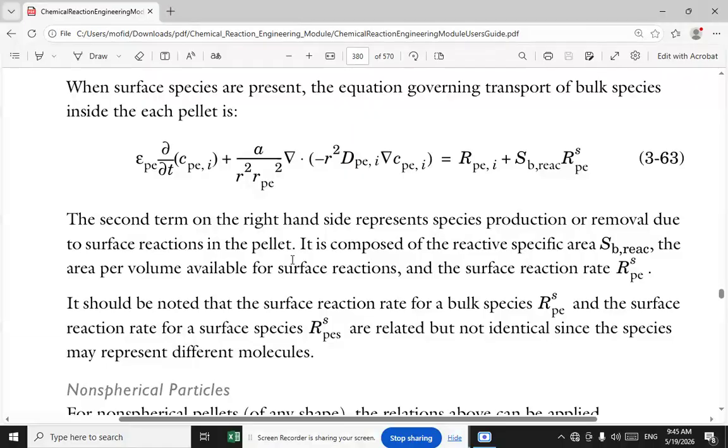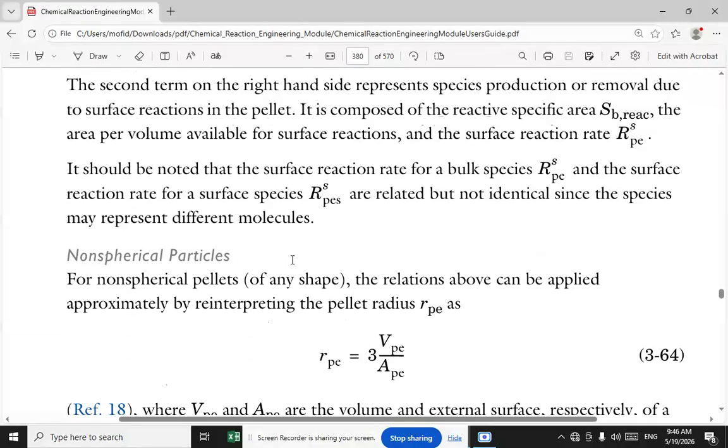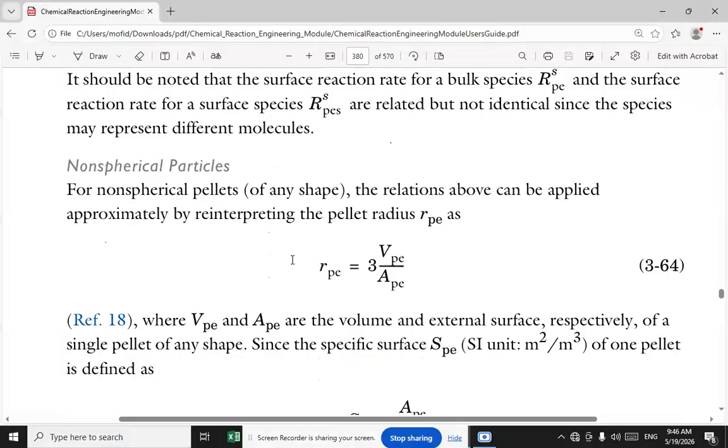The second term on the right hand side represents a species production or removal due to surface reactions in the pellet. It is composed of the reactive surface area S_b, the area per volume available for the surface reactions, and the surface reaction rate R_pellet to the power of S. It should be noted that the surface reaction rate for a bulk species and the surface reaction rate for a surface species are related but not identical, since the species may represent different molecules.